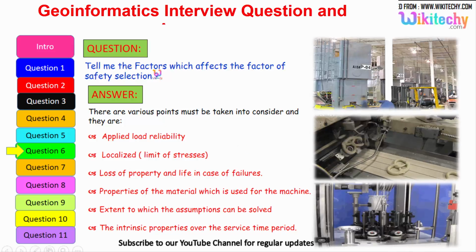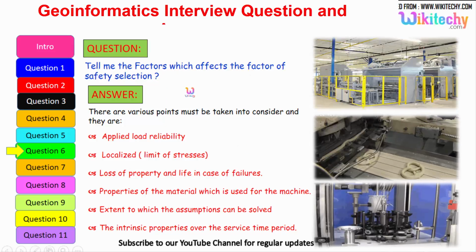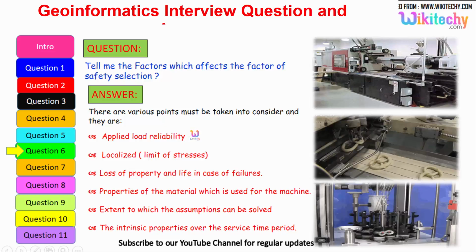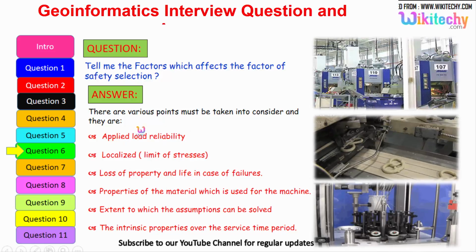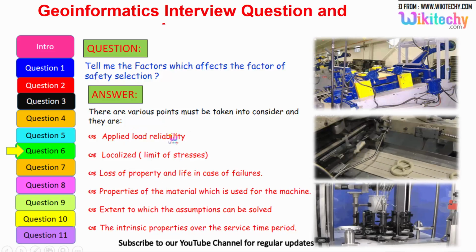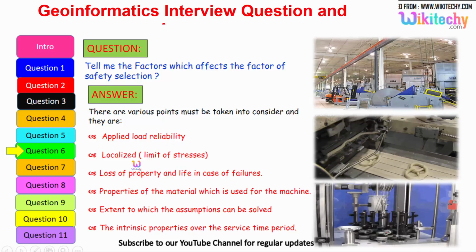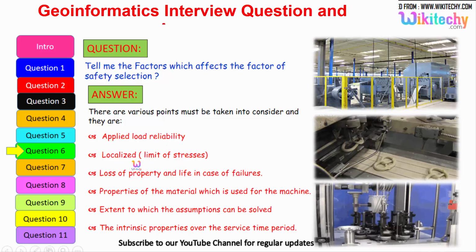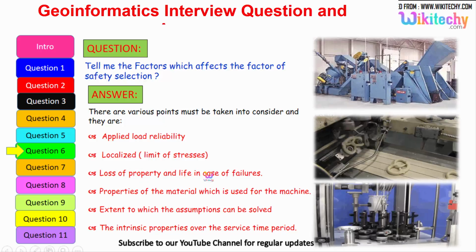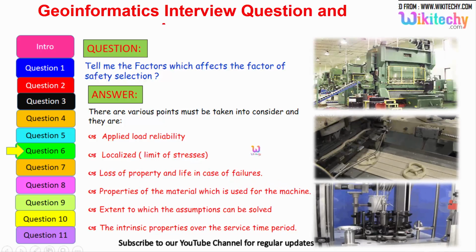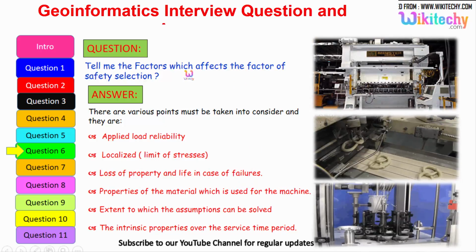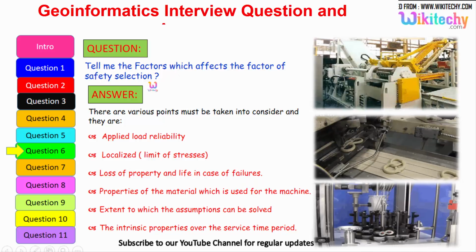Now let's see the factors which affect the factor of safety selection. Here are some of the factors: applied load, reliability, limit of stresses that are localized, and loss of property and life in case of failures. This is a very important factor you should understand in safety selection.